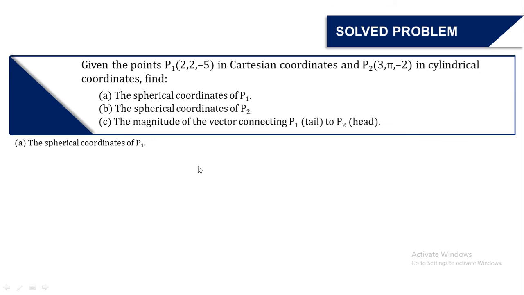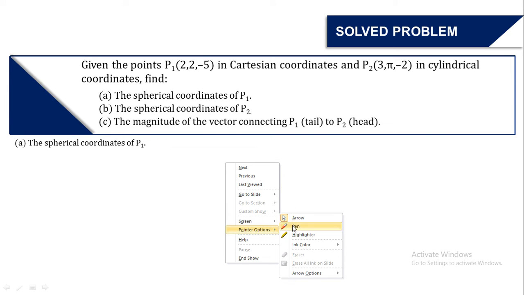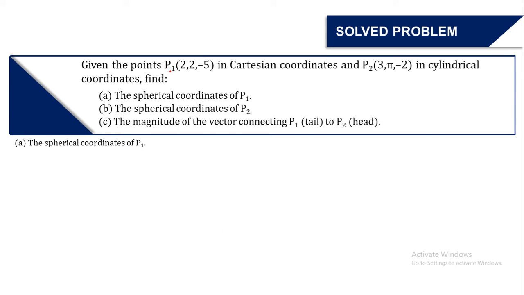So given two points, point 1, 2, 2, negative 5, and yung isang point is in cylindrical coordinates, that is point 2, 3, pi, negative 2. We are to find the spherical coordinates of P sub 1, the spherical coordinates of P sub 2, the magnitude of the vector connecting P1 to P2, yun yung tatlong hahanapin natin.